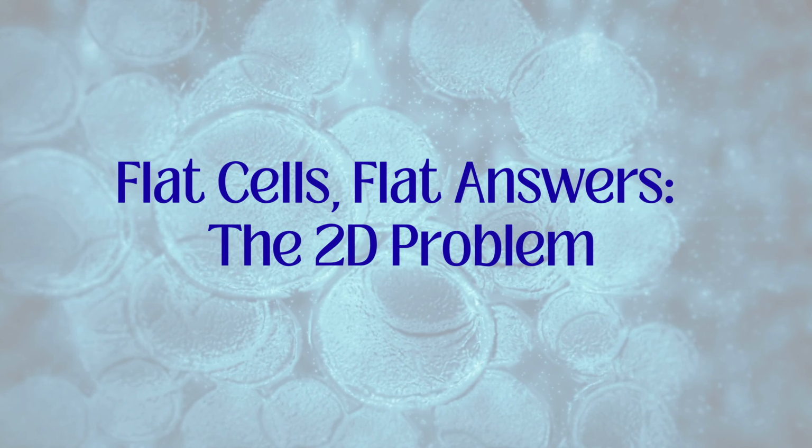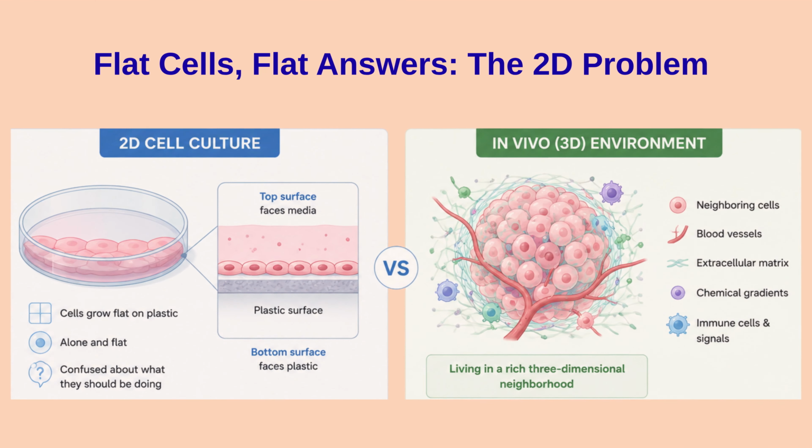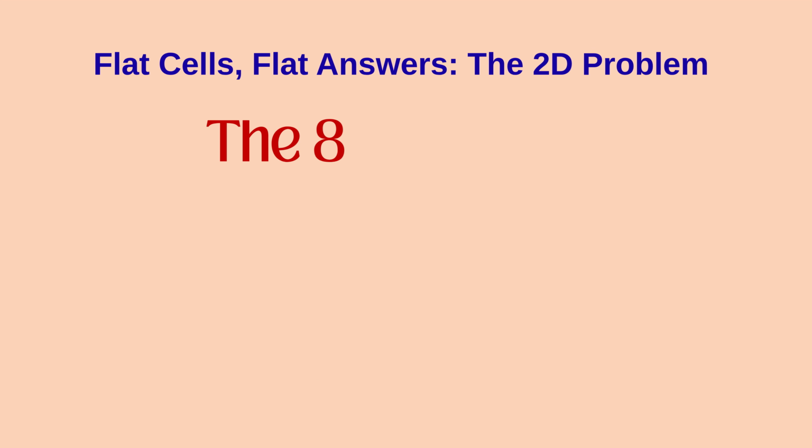Flat cells, flat answers. The 2D problem. When a cell grows flat on plastic, its top surface faces media and its bottom surface faces plastic. In your body, that same cell would be surrounded on all sides by neighbors, blood vessels, extracellular matrix, and chemical gradients. The cell in your body is living in a rich 3-dimensional neighborhood. The cell on your plastic dish is living on a tile floor, alone, flat, and thoroughly confused about what it should be doing.